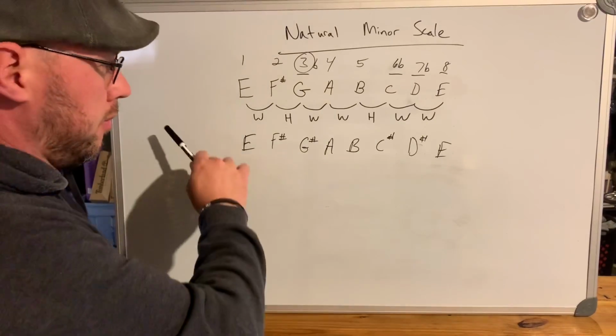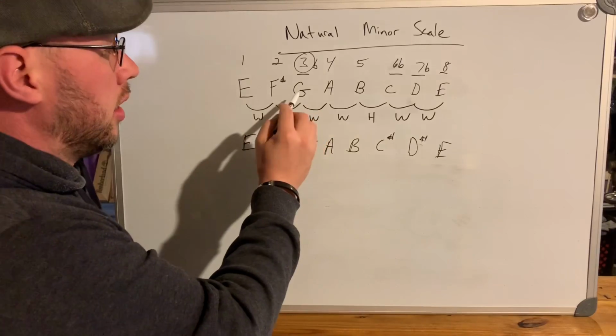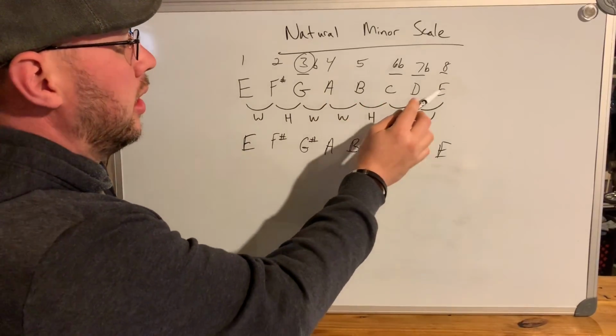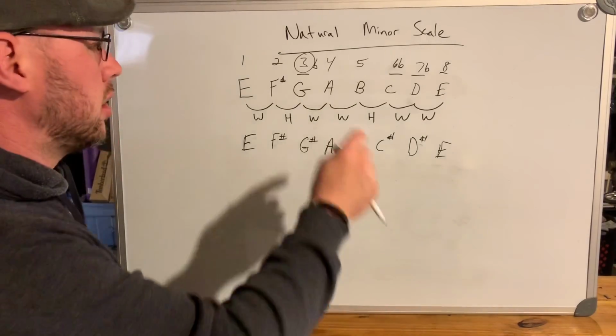And if you look at last time, the key of G, they're all the exact same notes. And you can see from here, G, A, B, C, D, E, F sharp, back to the G. It's the exact same notes. You're just starting off with the E.